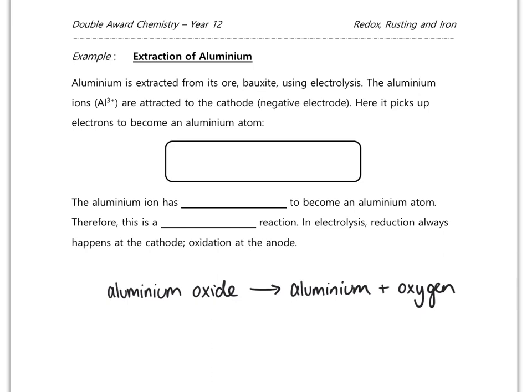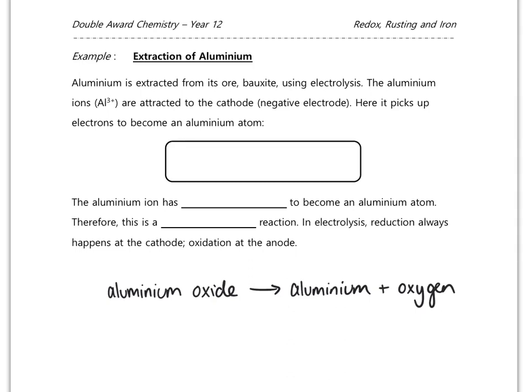And the last example we're going to look at is the extraction of aluminium. So we just looked at the extraction of iron, and we're now going to look at the extraction of aluminium. Again, aluminium is extracted from its ore, which is called bauxite, and we use a process called electrolysis, which we'll look at in the next topic. And in this case, aluminium is separated from its ore, which is mainly consisting of aluminium oxide, and it's split up using electricity. So we're told here that the aluminium ions are attracted to the cathode, which is the negative electrode, and it picks up electrons to become an aluminium atom.